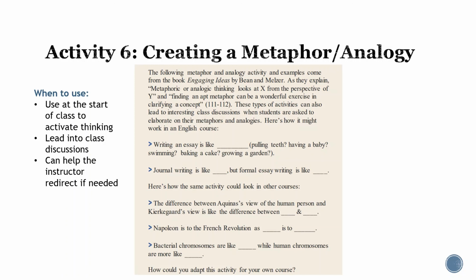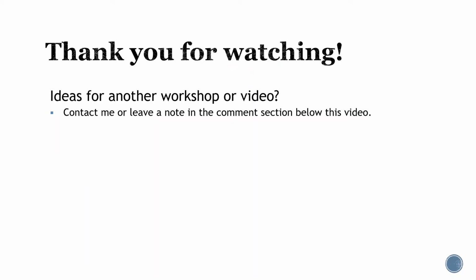This type of activity, again, could be adopted for any course. You can see some of the examples below. I like the bacterial chromosomes are like blank, while human chromosomes are like blank. So not only are students filling in the blanks for the bacterial chromosomes, they also are for the human chromosomes, and then being encouraged to explain why those things are different or how those things compare. So think about how you might adapt this activity for your own course.